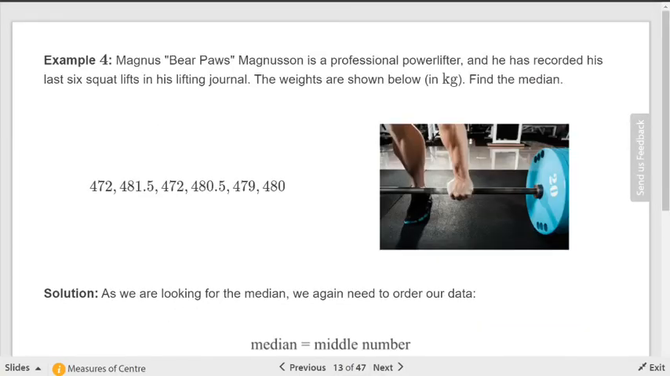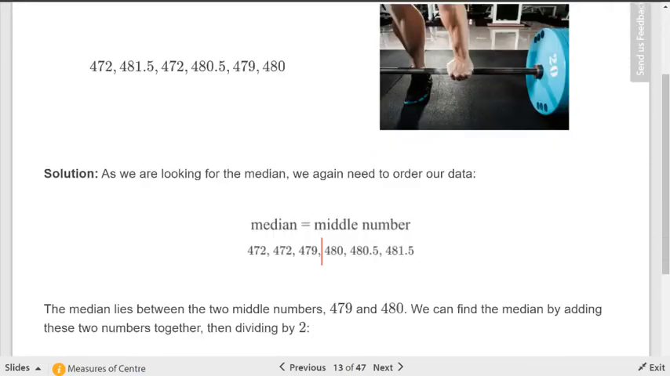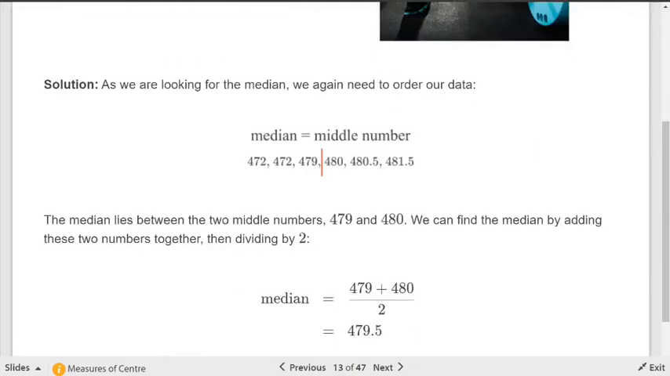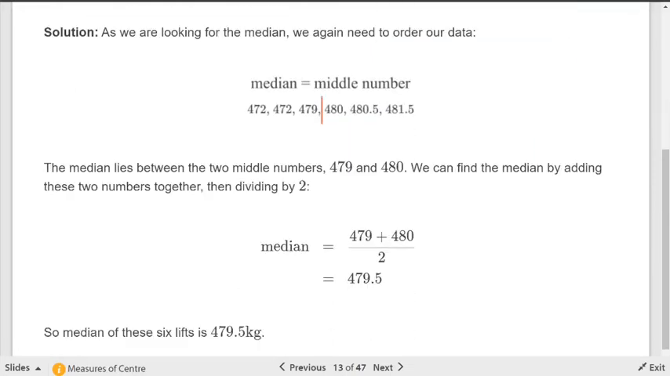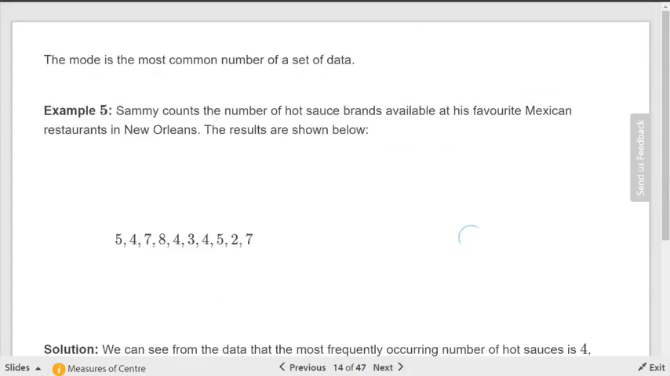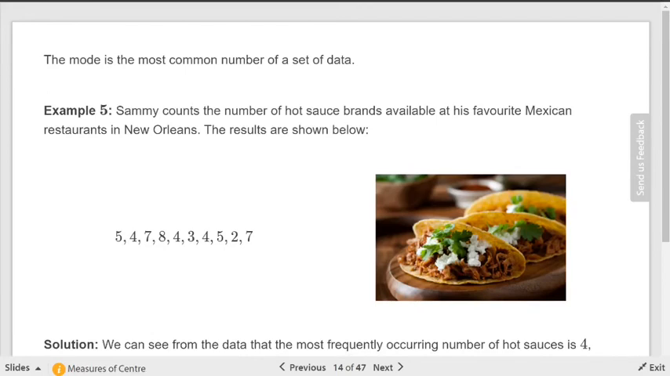Now, they're finding the number in the middle here. We have 1, 2, 3, 4, 5, 6 values, so that means there are 2 in the middle. We add the 2 in the middle and divide by 2, which gives us 479.5. Sometimes the numbers are not so close together like that. They've given you really easy examples here. Then, the mode is the most common number.